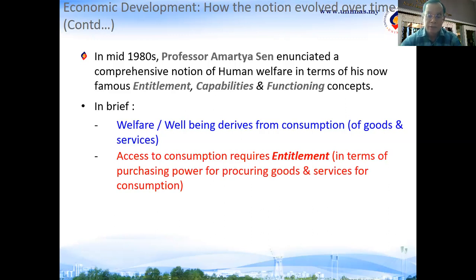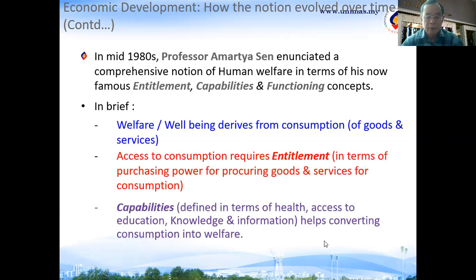How do you get those services? How do you have the power to? Do you have the means to get those goods and services? Number 4 is talking about capabilities, which is quite related to entitlement. But this is talking about how do you get the entitlement from something?